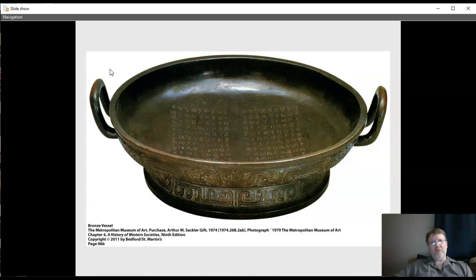Could it be religious? Could it be household use? And what does all the writing mean? I don't think your book actually tells you. I don't think your book translates this. So what do you think it means? What's the purpose of this?